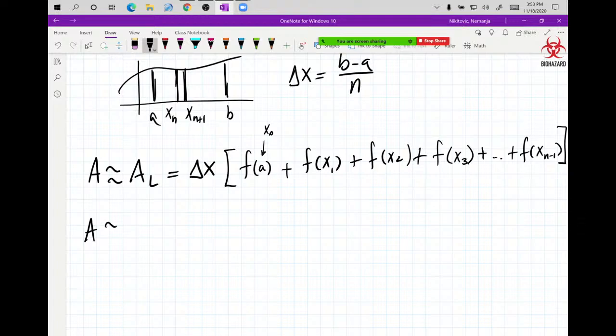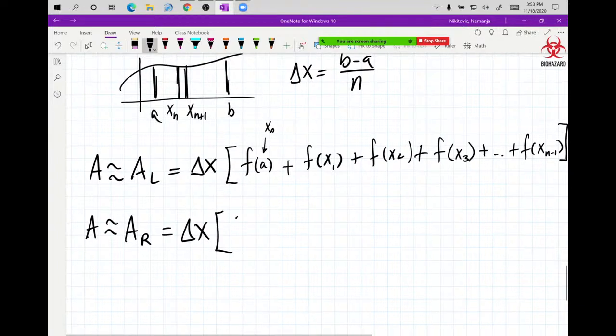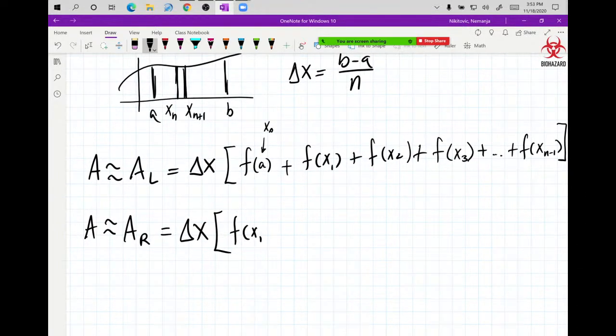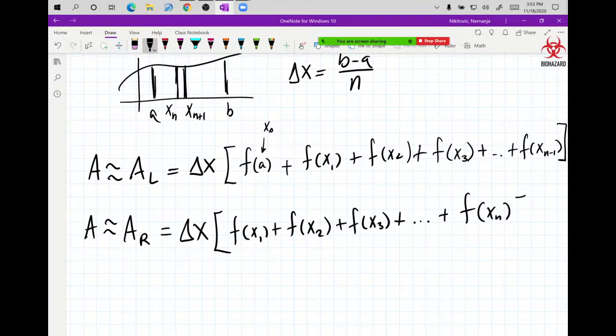And then the area can be approximated by the right hand, which is again the same thing, but now you're not starting at x0, you're starting at x1, for the same reasons as before. And we'll just go through all of these again. And now you are using the last value, which is technically your b.